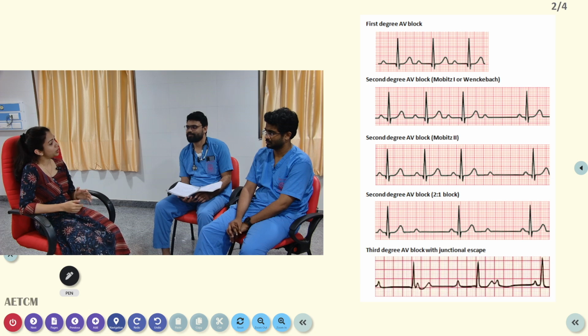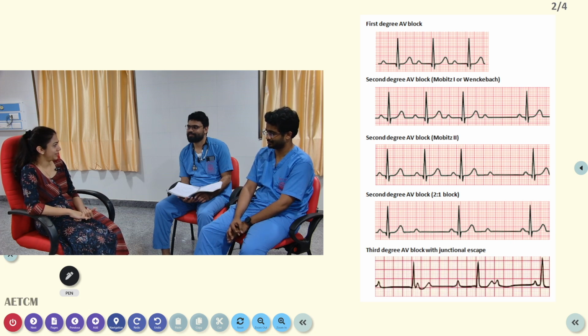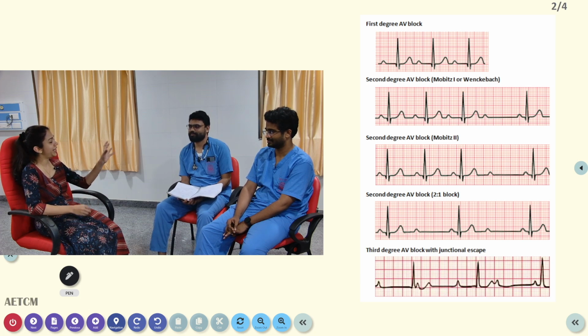First, physiological causes of bradycardia. In the ICU, when you see a patient in bradycardia, maybe they are sleeping. Athletes, or secondary to some vagal stimulation, these can cause physiological bradycardia. Then pathological bradycardia, which can be divided into cardiac and non-cardiac.